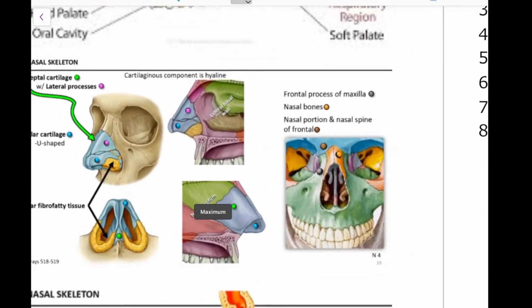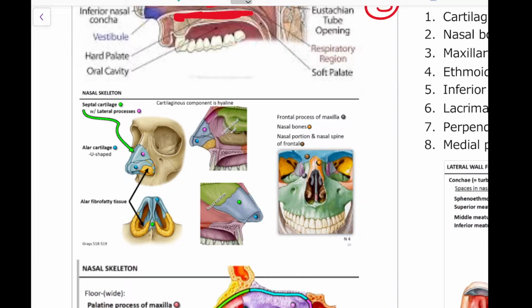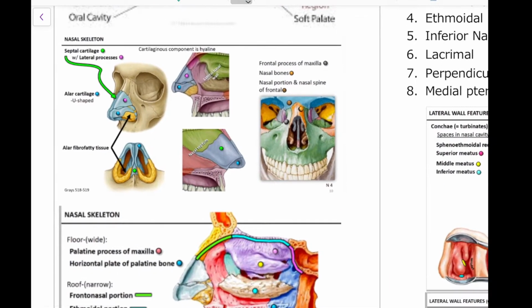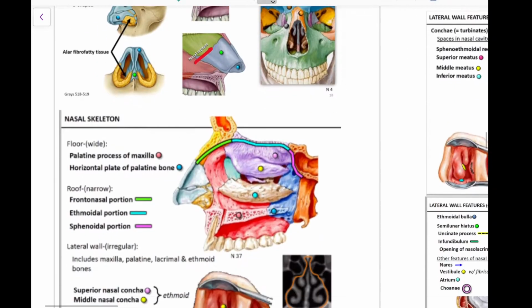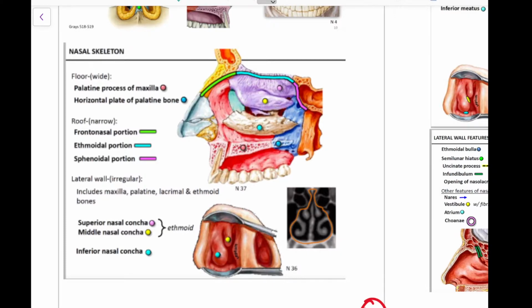So let's do a quick review here. Once again, we can see the septal cartilage, the alar cartilage, and the fibrous connective tissue. Medially, we have the nasal septum. Laterally, we have the lateral nasal wall. Here are some landmarks. Once again, the floor is made up of the palatine process of the maxilla as well as the horizontal plate of the palatine bone. The roof starts from the frontal bone to the cribriform plate to the sphenoid bone.